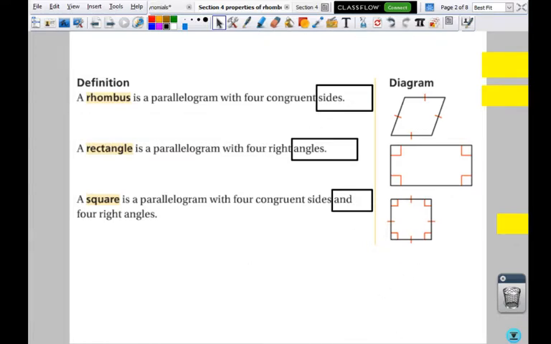And to start with, we're just going to look at some of the differences between them. Or actually, sorry, to start with, we're going to say what's what. Is this shape a rhombus, a rectangle, or a square?